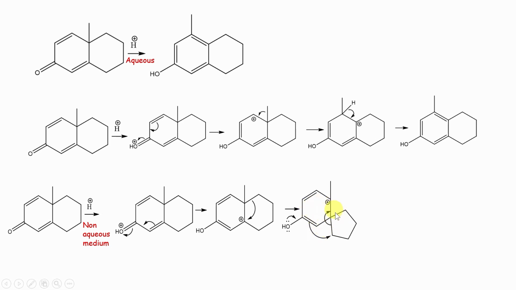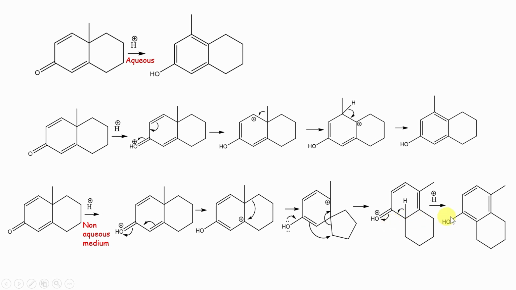Then ring expansion takes place, with the shifting of this pi electron to this carbon, and the shifting of this bond to between these two carbon atoms, because it is a positively charged tertiary carbon atom. Thereby, by this electron shifting, you will get this expanded ring protonated phenol, and as in the previous case, deprotonation takes place for aromatization, forming the final product. It is a para substituted phenol.